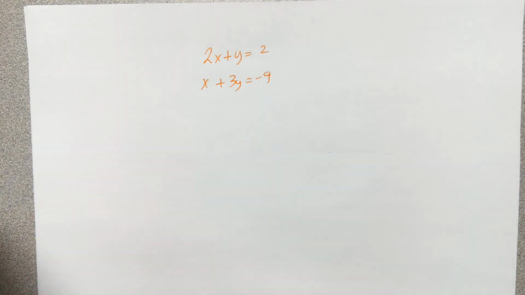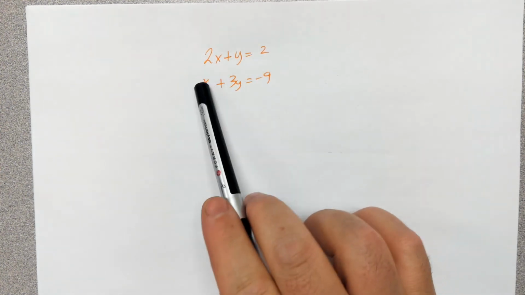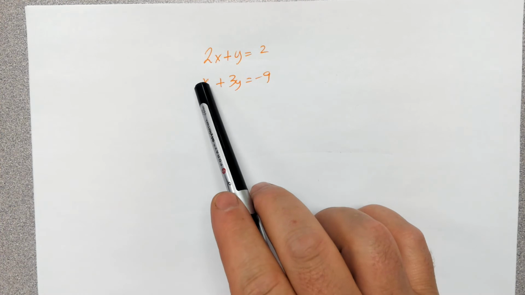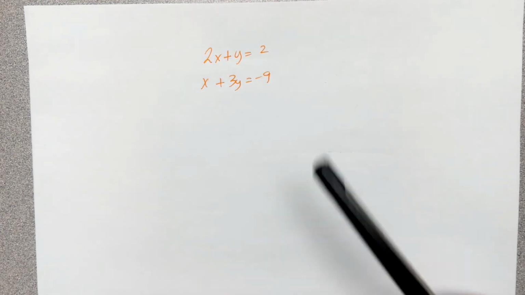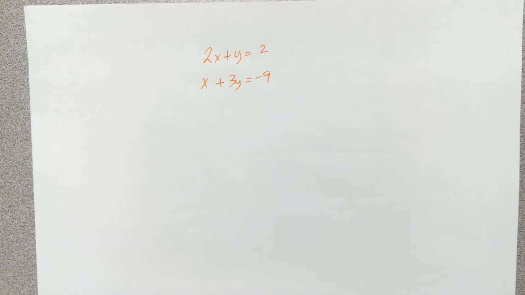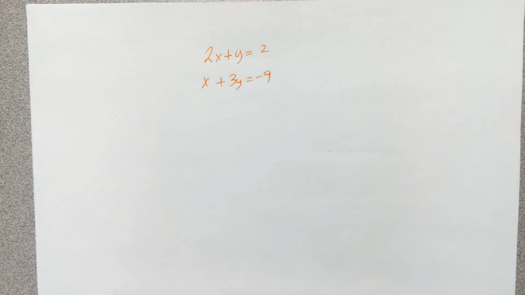Now it would be really, really nice if these were already opposite. Like if this was a negative 2, that'd be awesome. Or if this was a negative 3, that would be awesome. But it's not, right? So Celine, you just pick one, whichever seems easier to get rid of, x or y.